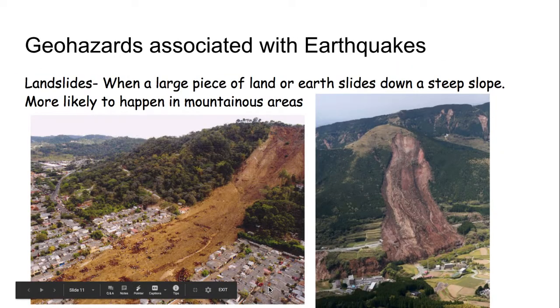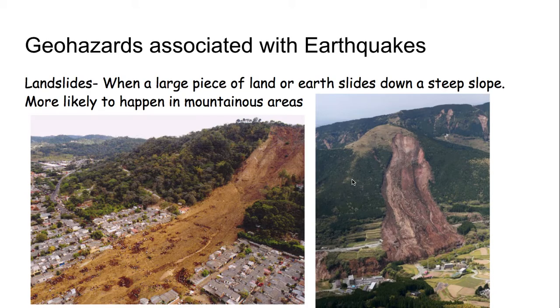Our next events are going to be geohazards associated with earthquakes. We have two of these. Our first one is landslides, which is just what it sounds like. It's when a chunk of land slides down a slope. Remember, an earthquake is just a vibration in the ground, so it can knock things loose.